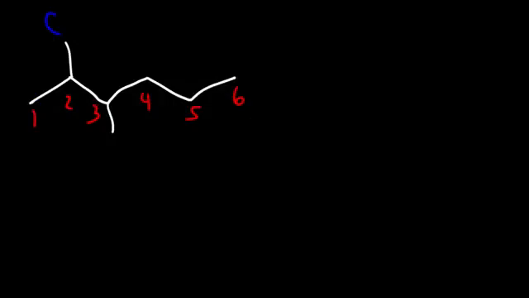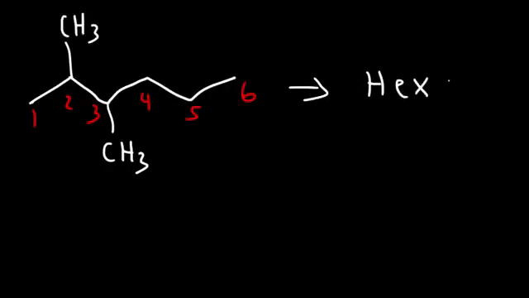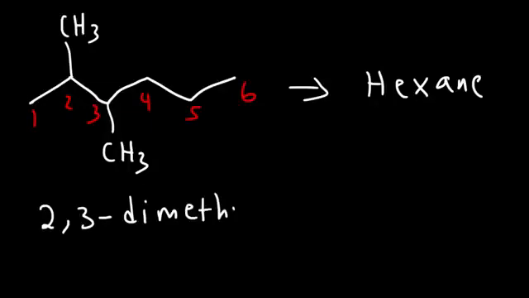Now we have a methyl group on carbon 2 and on carbon 3. So how can we name it in this case? The parent chain is hexane because it has 6 carbons, and there's 2 methyl groups, so how can we write this? You need to write 2,3-dimethyl. Di is for 2, tri is for 3, tetra is for 4, so it's dimethylhexane. If you have multiple substituents, then you need to use a comma to separate the numbers.